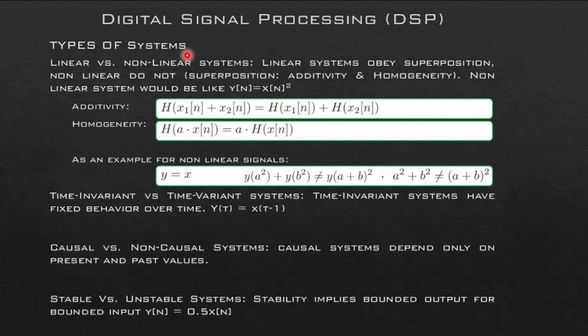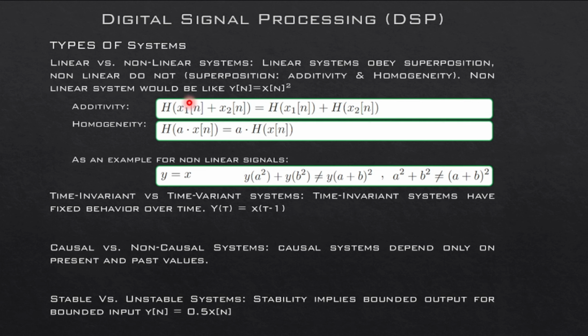Types of systems. Now, the types of systems are, you have linear versus non-linear systems. Linear systems obey superposition. Non-linear do not. What is superposition? Which is additivity and homogeneity. A non-linear system would be like y[n] equals x[n] squared. All right, so it's not additive. Let's see what additivity and homogeneity mean.